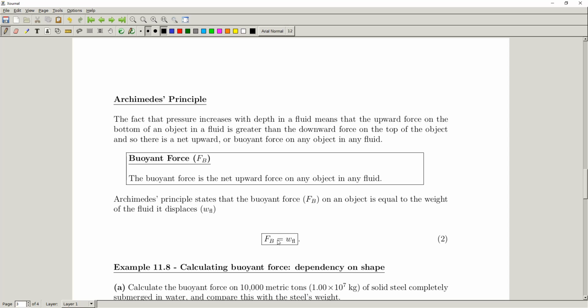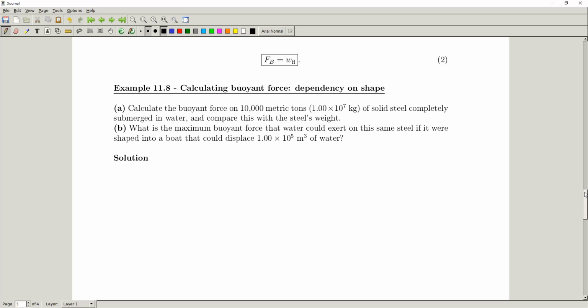Buoyant force is equal to the weight of the fluid. So this is basically the force of gravity that would be experienced by this fluid that's being displaced. Maybe the easiest way to get a handle on this is to do another example. So let's jump into the example here.